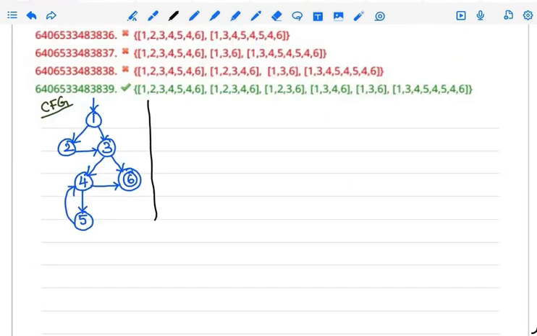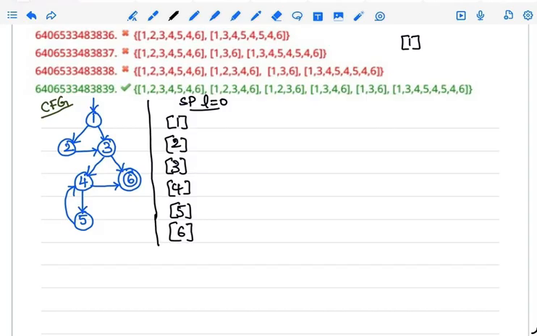In the control flow graph, we have to find the simple paths, starting with length equal to 0. What does length 0 mean? A single node has length 0. So that is all the vertices: 1, 2, 3, 4, 5 and 6. All these are vertices having length 0, that is, there are no edges, only vertices.